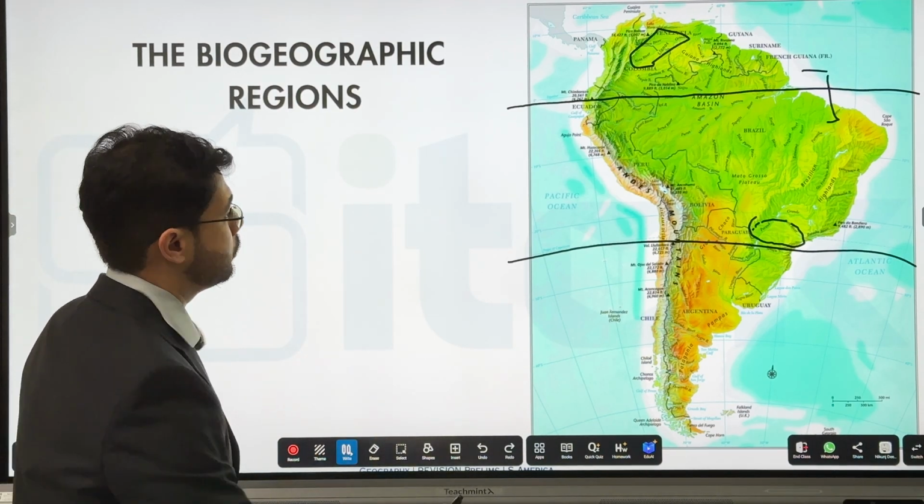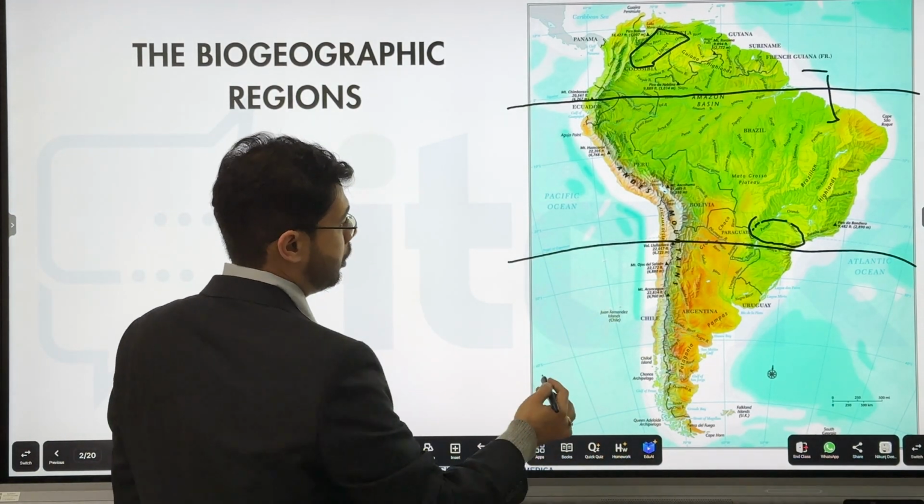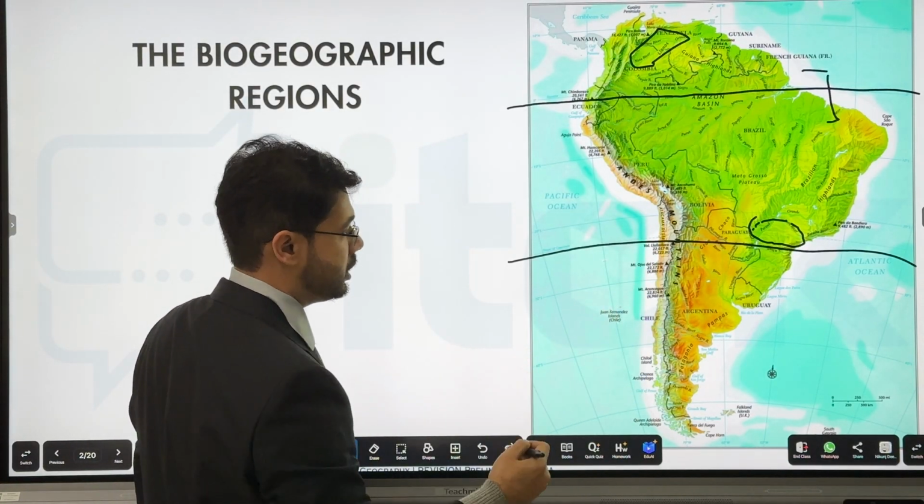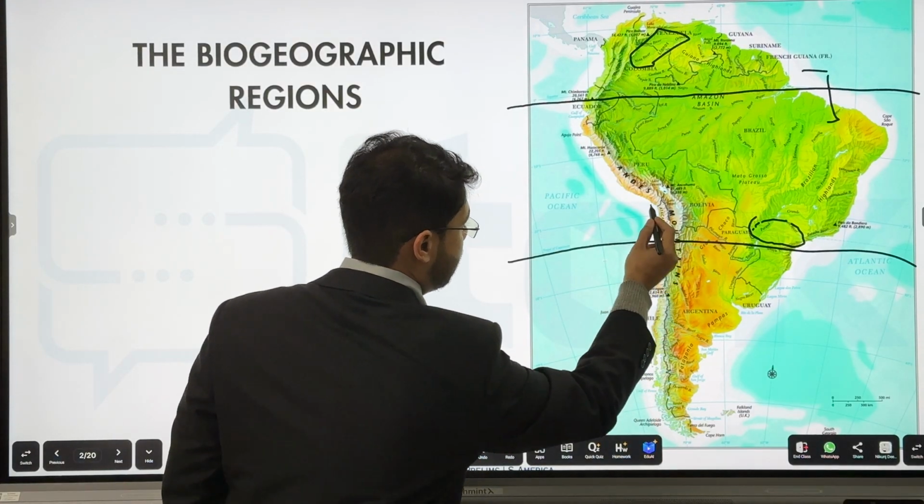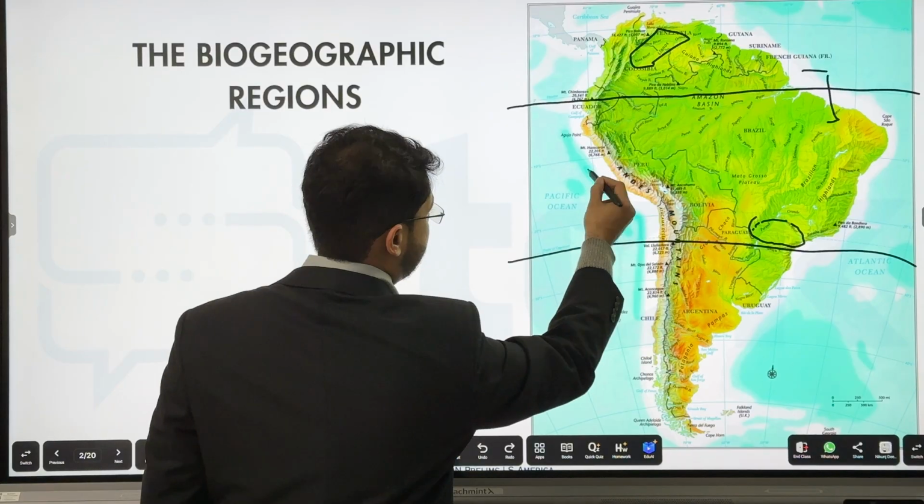So it is not a clear differentiation like we had in Africa, but we find things happening here. Then we have the deserts. So you see the power of a cold ocean current, because we have the Atacama desert over here, and beyond the grasslands we are supposed to have deserts according to the biogeographic regions.